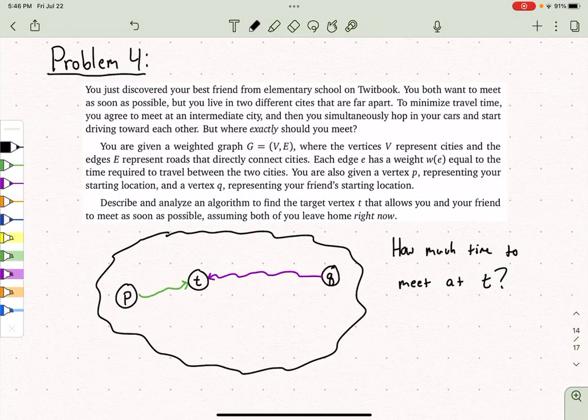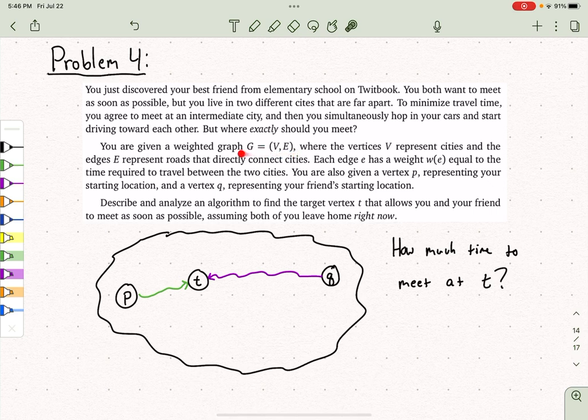Alright, in this video we're going to talk about more applications of graph reductions and graph modification algorithms. So in this first problem, which is a very real-world problem, you just discovered your best friend from elementary school on Facebook, and you both want to meet as soon as possible, but you live in two different cities that are very far apart. To minimize your total travel time, you agree to meet in an intermediate city, and you both immediately start driving to that city. But the question is, what city should you choose to be your intermediate city to minimize your total time?